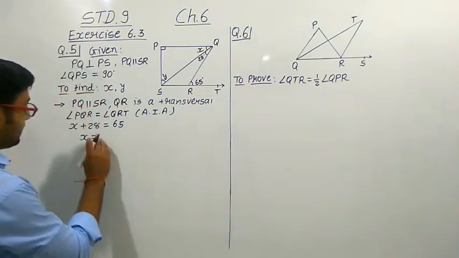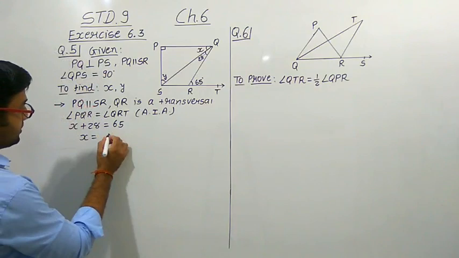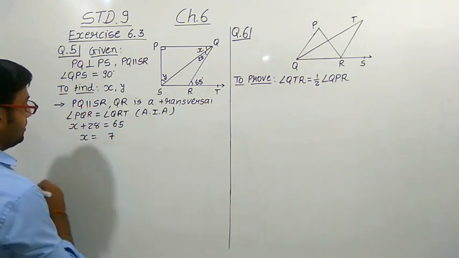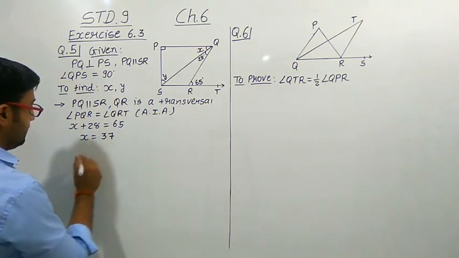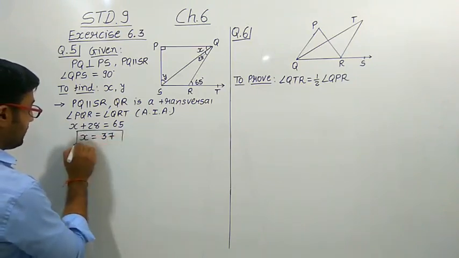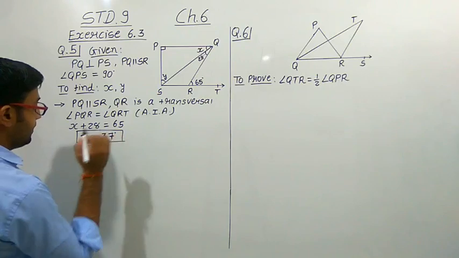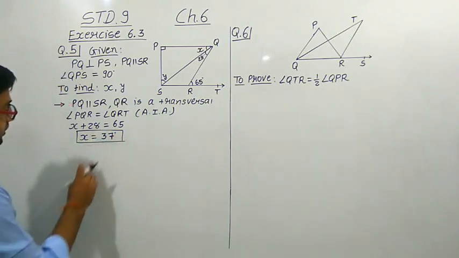So when we make X the subject, 28 will be subtracted from 65. And what answer do we get? 37. So this is the value of X that we get, 37 degrees.